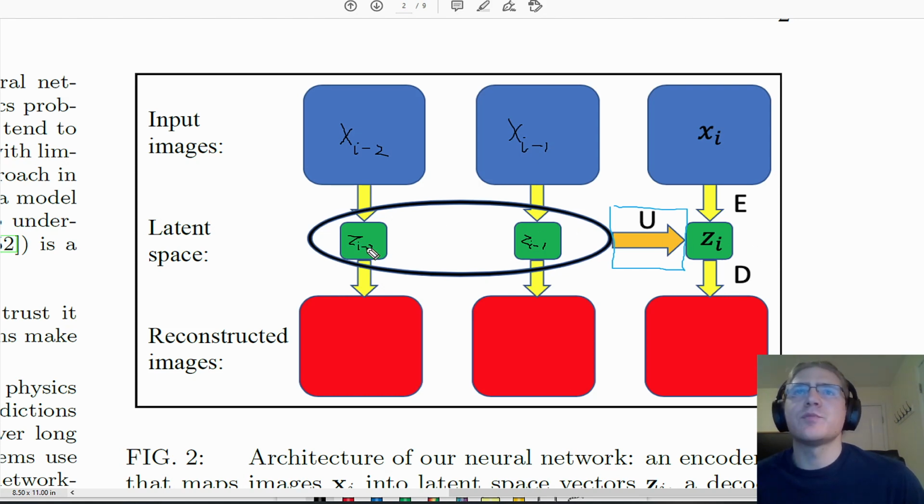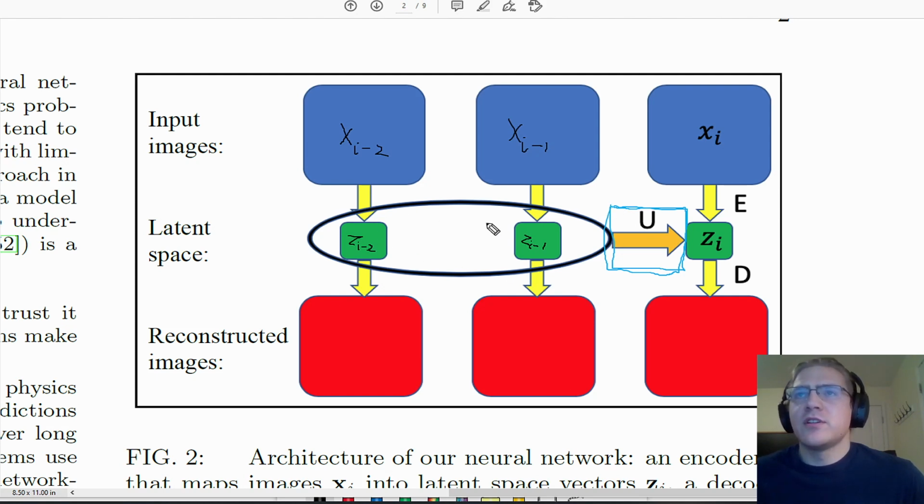So if this latent space is a good representation of the state of the system, then using the previous two, you can get the velocity, and of course you have the position in that vector space. So with position and velocity, and then U is going to be encoding the forces in the image.